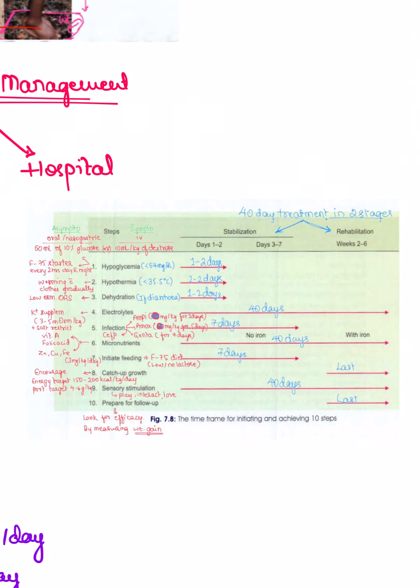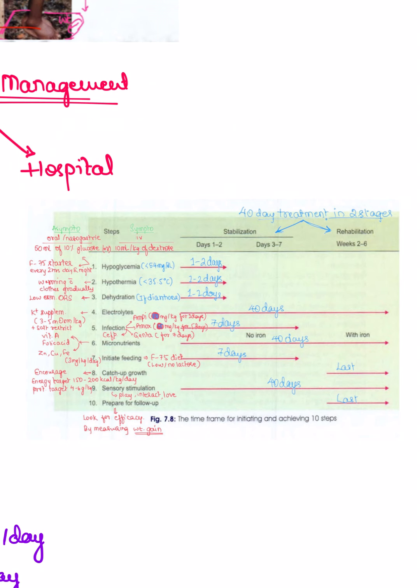First is hypoglycemia. The child is considered to be hypoglycemic if the glucose level is less than 54 mg per deciliter. Hypothermia is when the child has a temperature of less than 35.5 degrees Celsius, and if the child has severe diarrhea, then the child is treated for dehydration. The fourth step will be the correction of the electrolytes. The fifth step will be removal of infection by giving antibiotics to the child, and the sixth step is that micronutrients have to be supplied to the child. The seventh step is initiation of feeding by giving F75 diet.